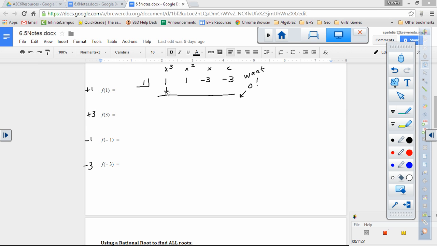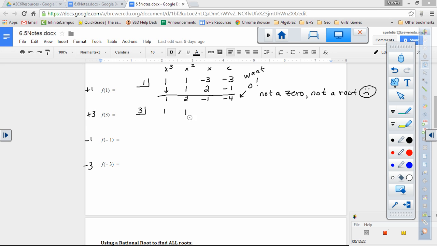That would mean that it's a root. So drop the first 1. 1 times 1 is 1. Add them up. 1 plus 1 is 2. 2 times 1 is 2. Negative 3 plus 2 is negative 1. Negative 1 times 1 is negative 1. I get a remainder of negative 4, not a 0. So it's not a root.